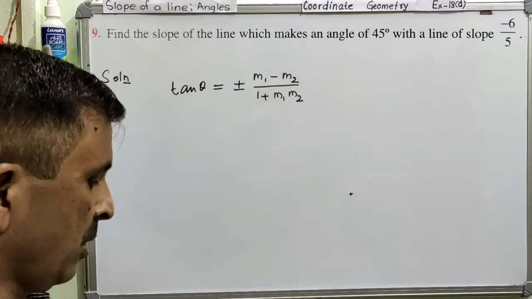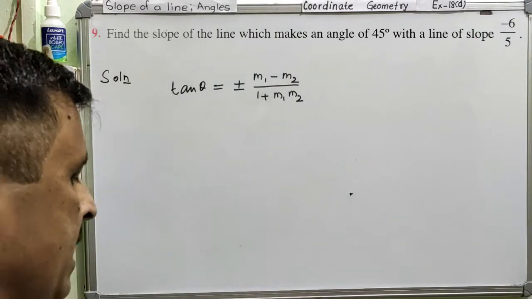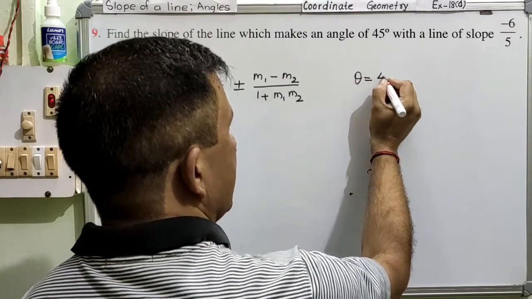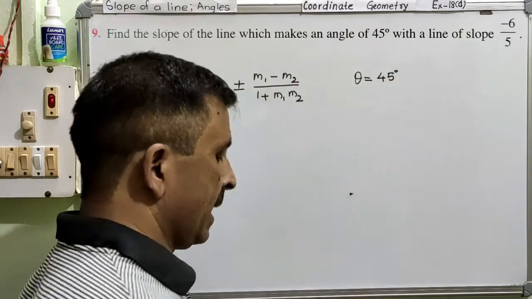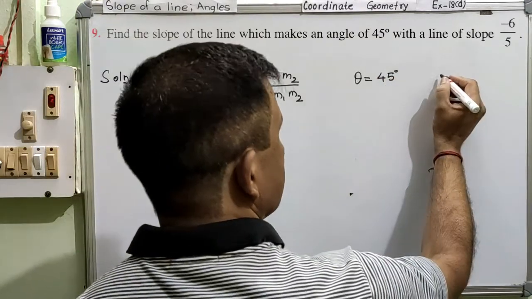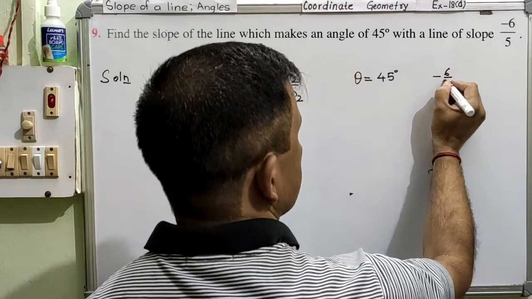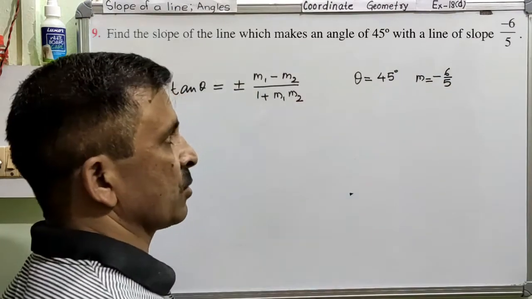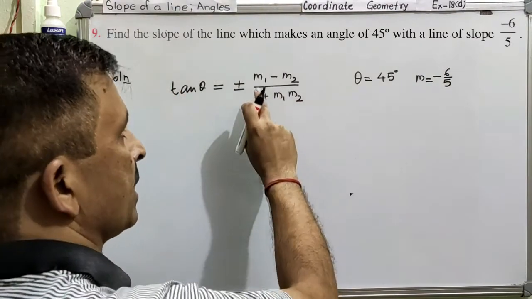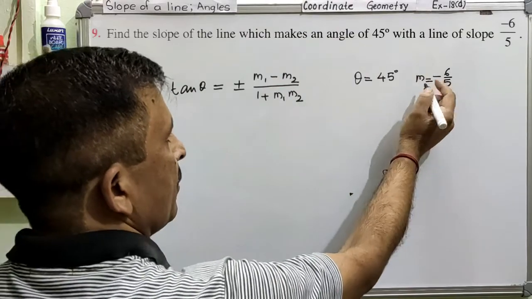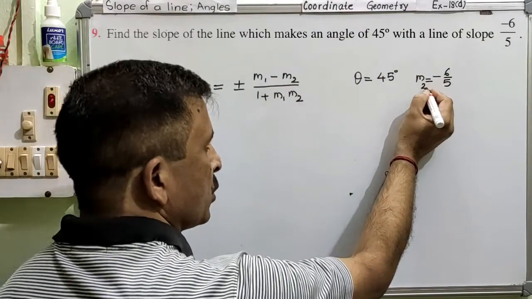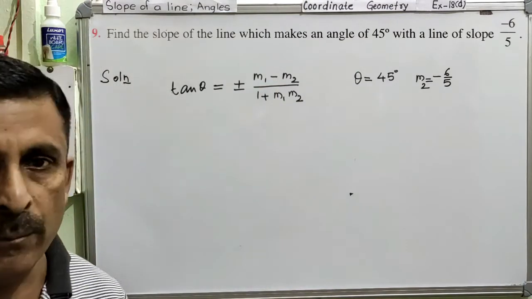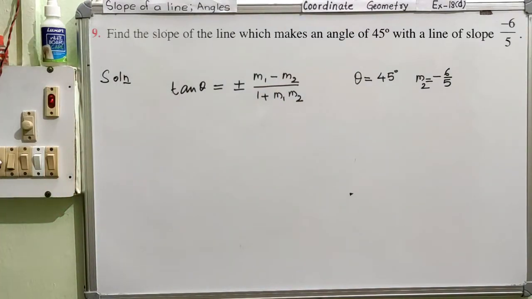Am I very clear? So now in question number 9, what we are given is the angle theta. Theta is given as equal to 45 degrees, and the slope of the other line is given as minus 6 over 5. This is one of the slopes. So there are two slopes, and one slope is given. So maybe we can mark it as M2. Suppose we have taken this as M2. That means now we will be calculating M1. So let us see how we calculate.